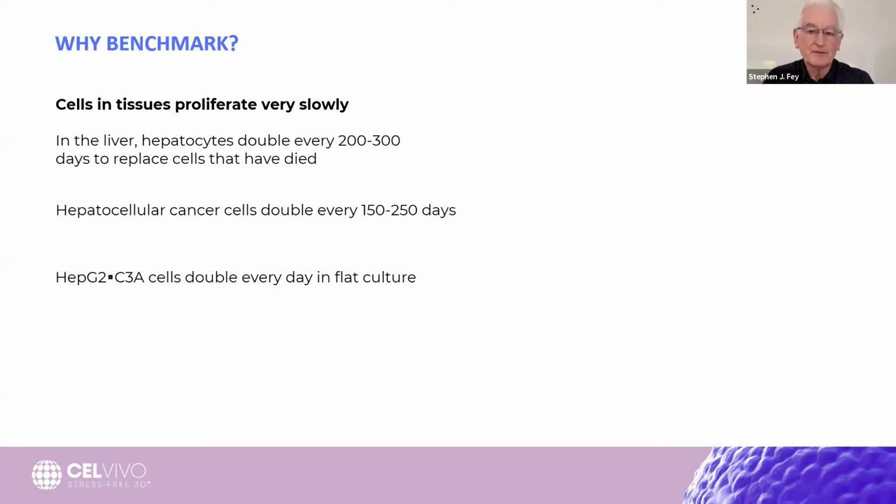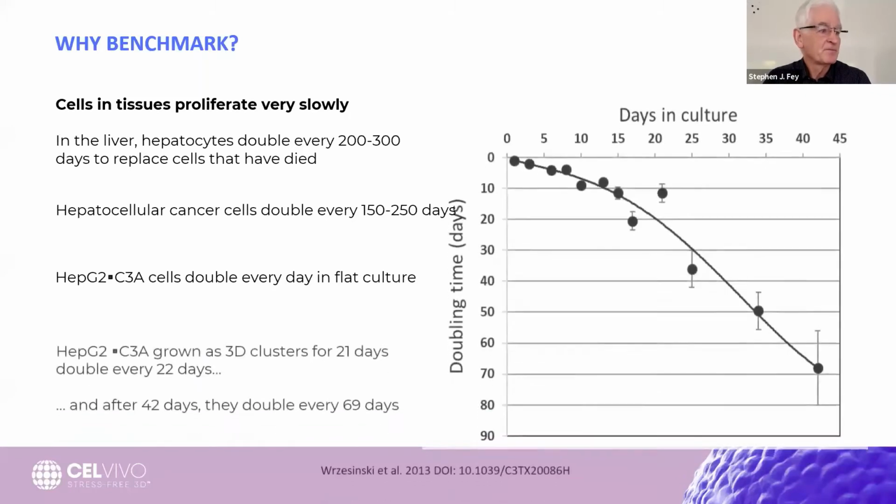But if you think about it, the fact that they double, let's say, 200 times faster, even than in the cancer, means that cells in culture are not a good model for the cancer, or for that matter, for the tissue itself. So this is one of the most important points about 3D cell culture.